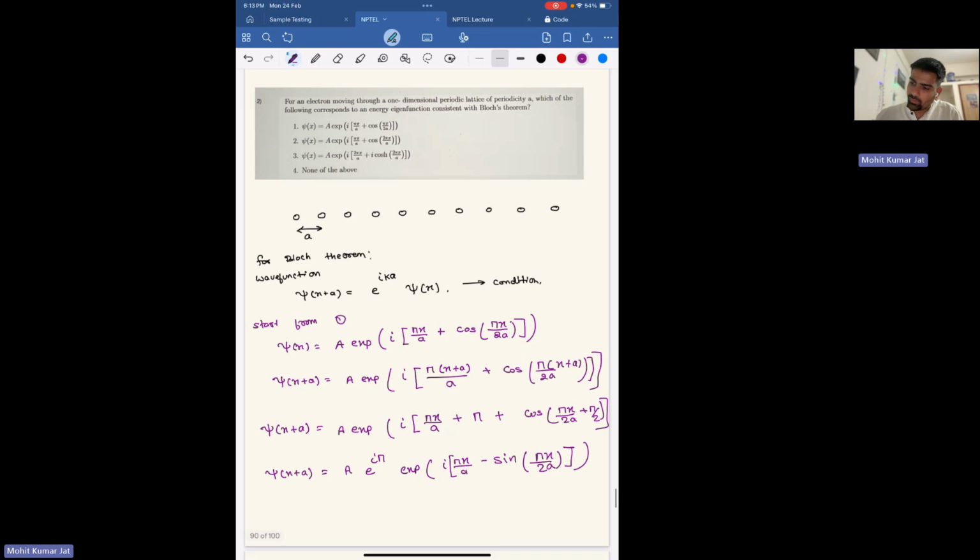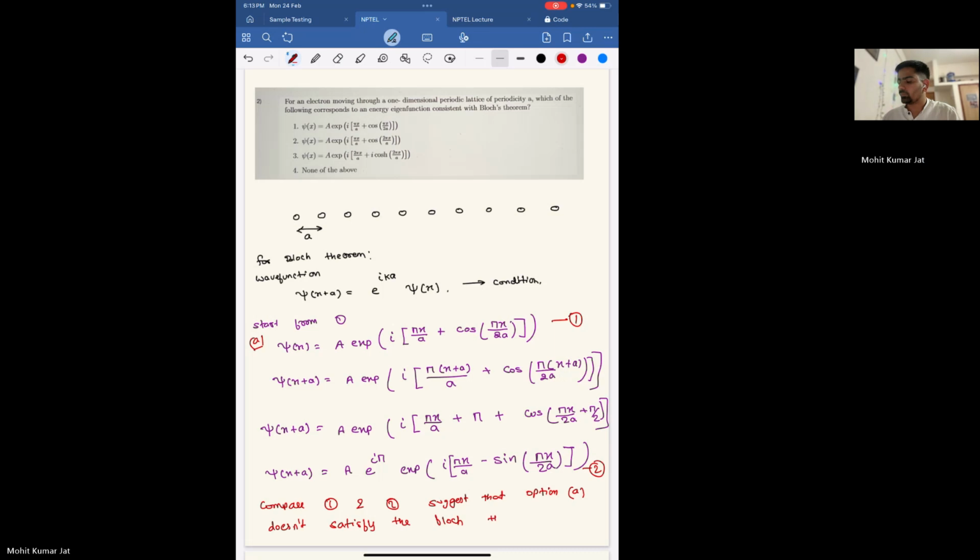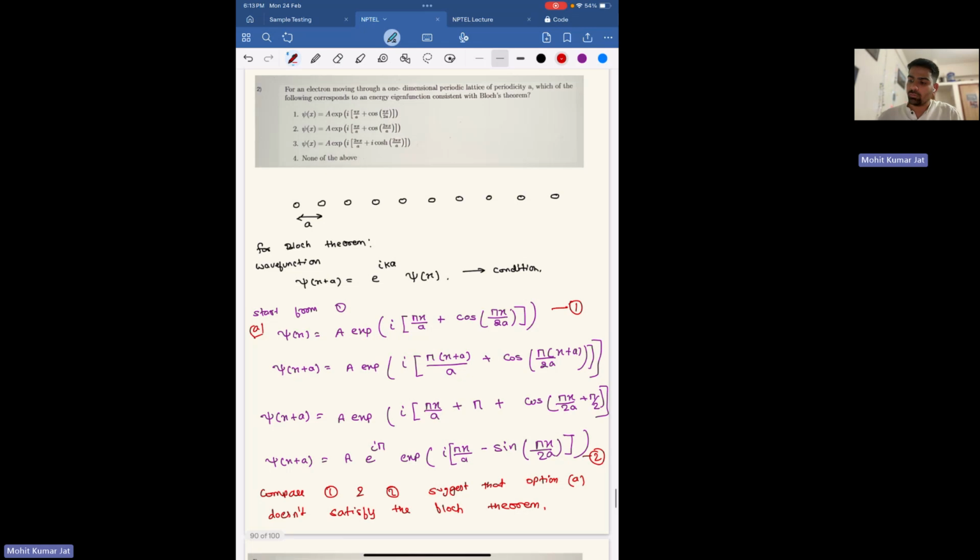If you compare equations 1 and 2, it suggests that option A doesn't satisfy the Bloch theorem. Now let's look at option number 2.